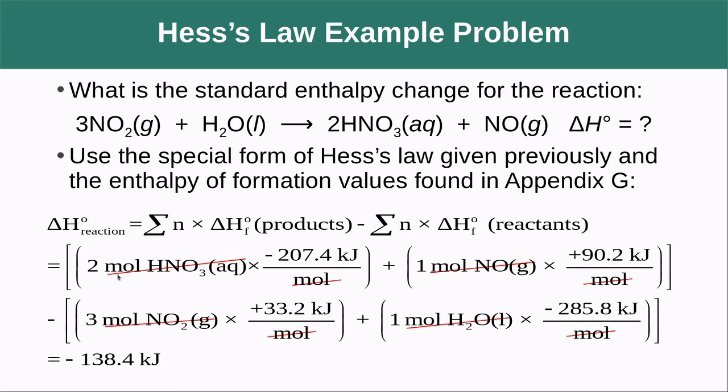If we looked up nitric acid, we would see that it has a standard enthalpy of formation of negative 207.4 kilojoules per mole. We multiply that by the coefficient of the nitric acid, that number of moles, and that's going to be one of our quantities. It's n times delta H. Then we do the exact same thing for NO. We look up its value, we multiply it by its coefficient, we add these two together. That is this whole big piece right here, including the sum.